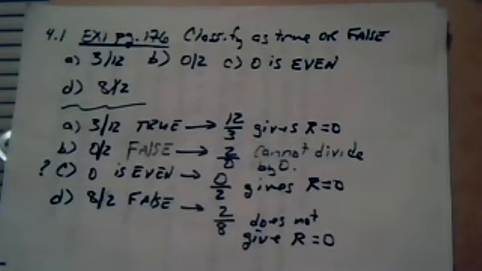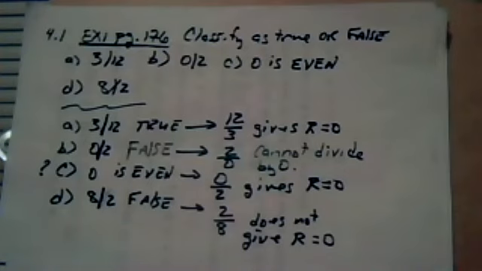C has a question mark because we don't have a vertical bar. Instead it says it's even, so we have to think of what even means. Even means it can be divided by 2 evenly. It gives a remainder of 0. So 0 is even, since 0 can be divided by 2 and have a remainder of 0.